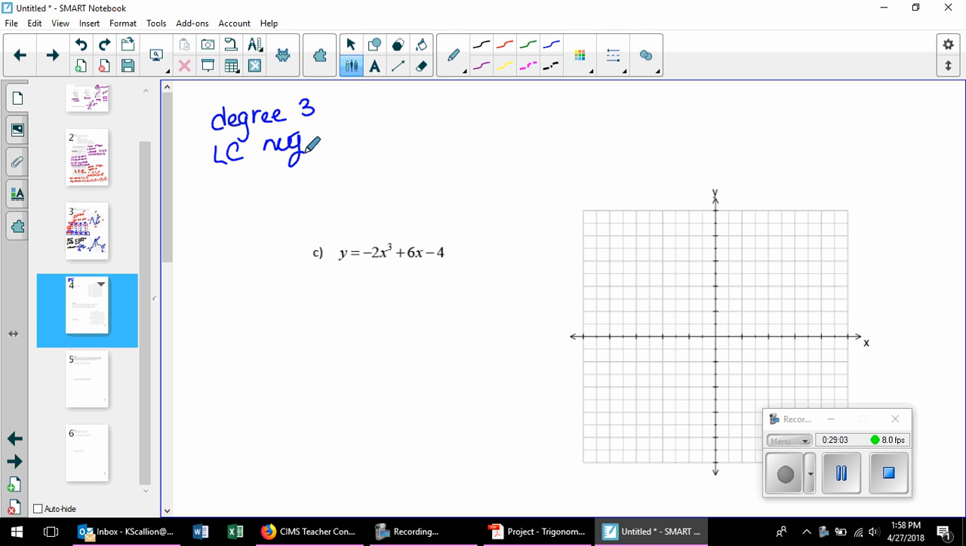Putting -2 in here, I'm going to get -8, +16, -12, -4.